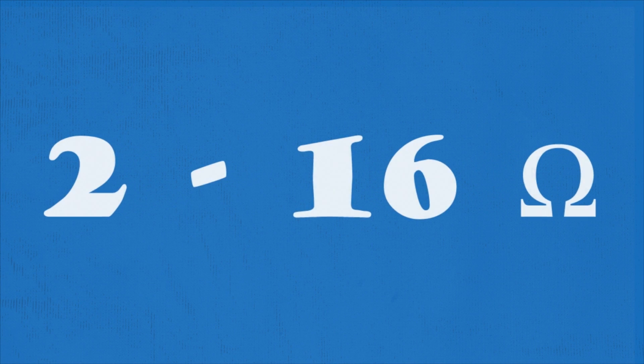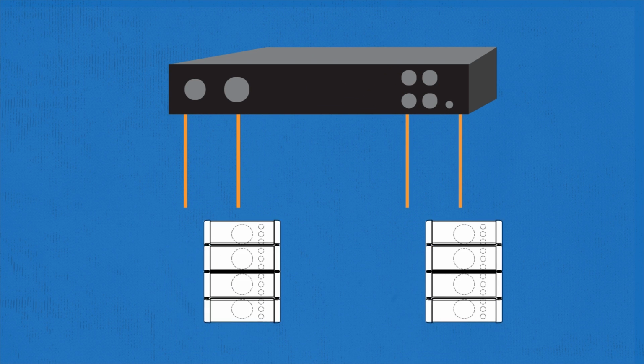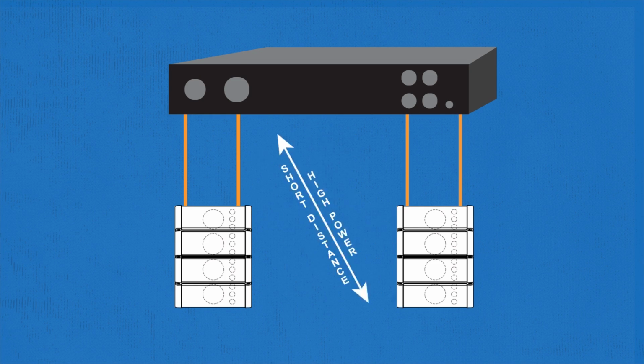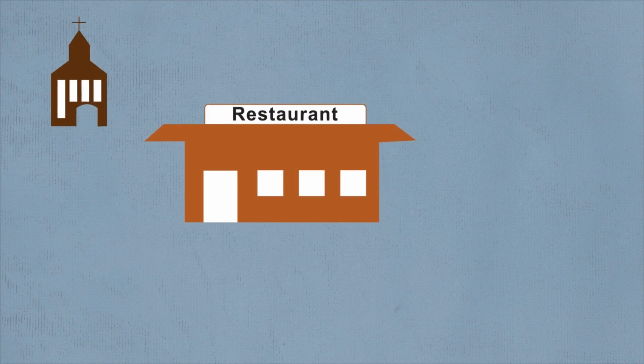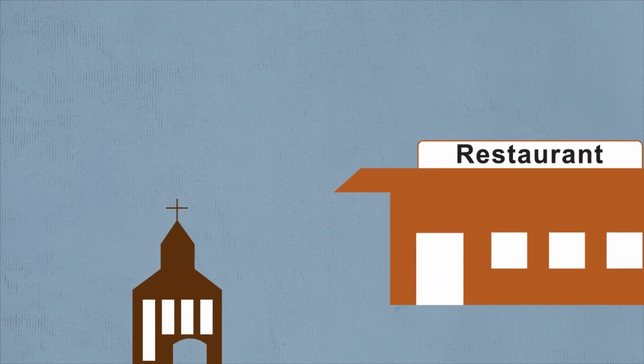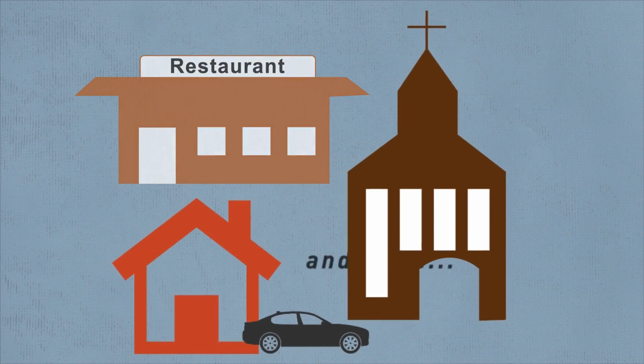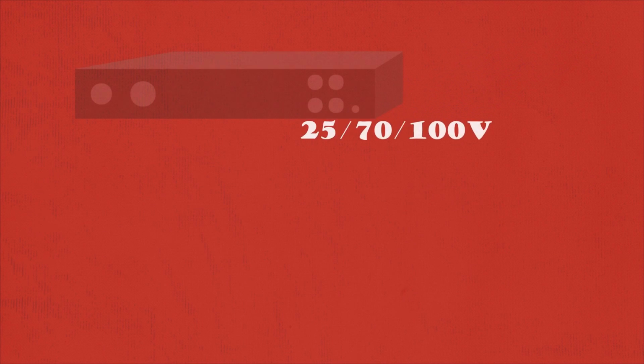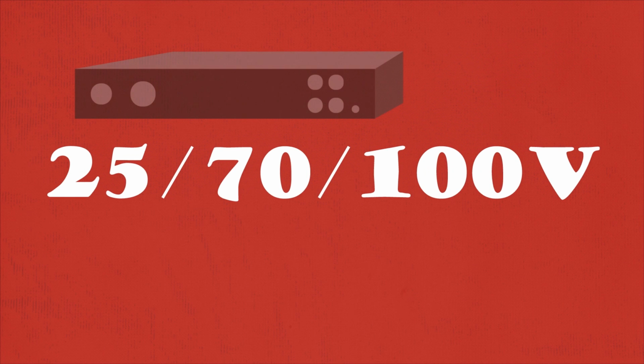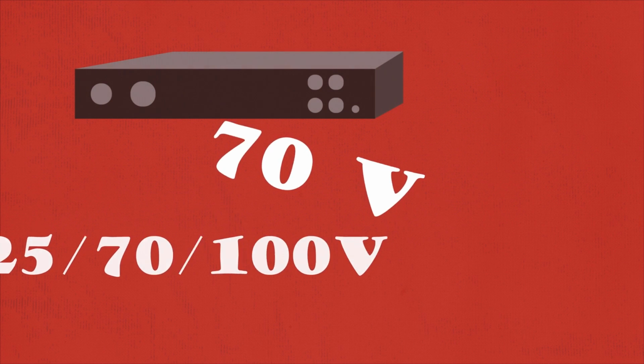Low impedance is in a range of approximately 2 to 16 ohms and is often referred to as 8 ohms. Low impedance is ideal for high performance applications, high powered speakers, and short cable runs. Low impedance sound systems are often found in nightclubs, restaurants, patios, houses of worship, or your home or car stereo.